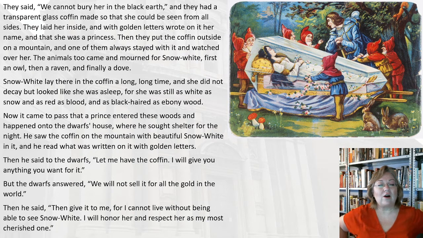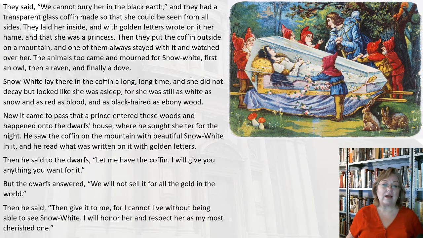Snow White lay there in the coffin a long, long time, and she did not decay, but looked like she was asleep. For she was still as white as snow, red as blood, and black-haired as ebony wood. Now it came to pass that a prince entered these woods and happened onto the dwarf's house, where he sought shelter for the night. He saw the coffin on the mountain with beautiful Snow White in it, and he read what was written on it with golden letters. Then he said to the dwarfs, "Let me have the coffin. I will give you anything you want for it." But the dwarfs answered, "We would not sell it for all the gold in the world." Then he said, "Then give it to me, for I cannot live without being able to see Snow White."